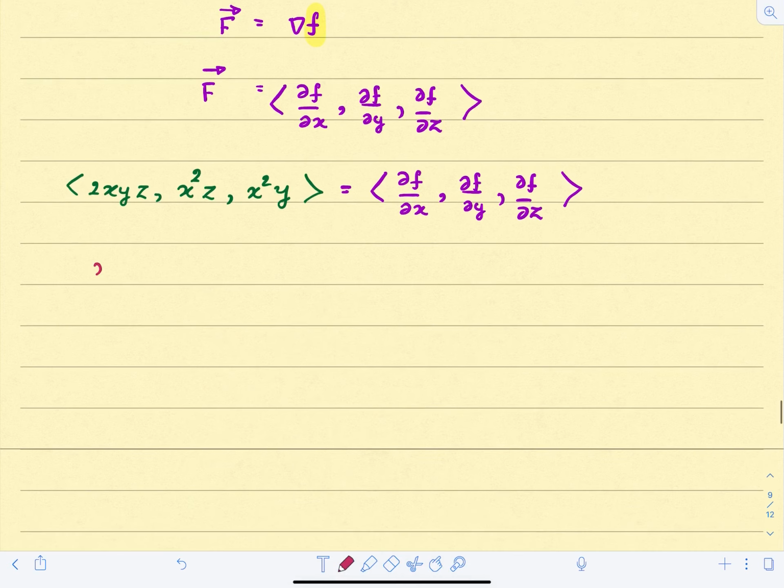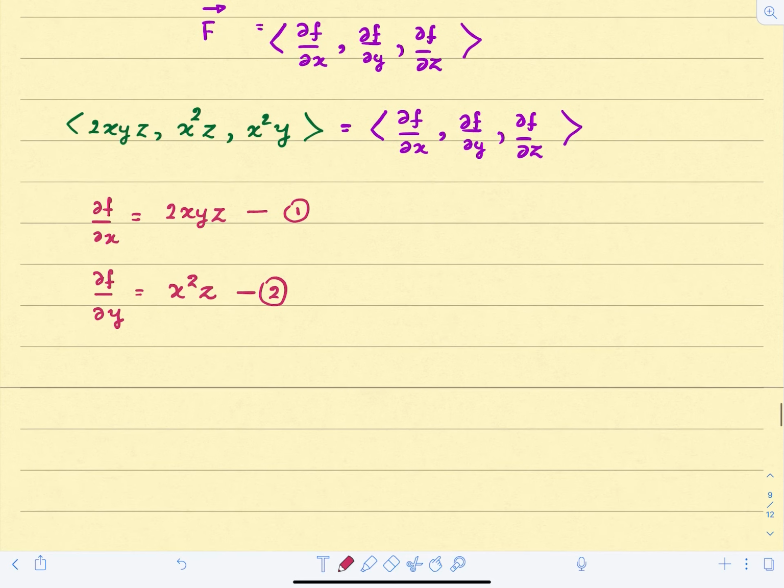So from this we can say that partial f over partial x equals 2xyz, because that's the first component of the vector field. Okay, let's say this is our equation 1. Then if we consider the second component of the vector field and compare the left hand side and the right hand side, we have partial f over partial y equals x squared z. That's our equation 2. And finally, from the third component, we have partial f over partial z equals x squared y.